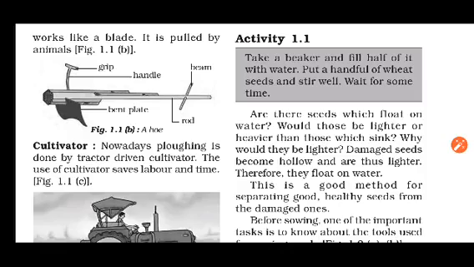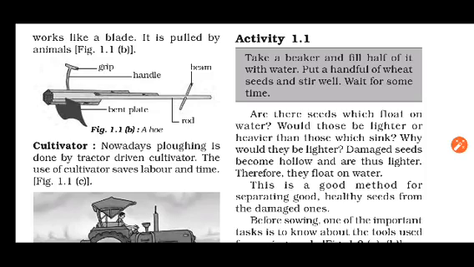Activity 1.1. This is a very simple activity and every farmer does it before selecting the seeds. Take a beaker and fill half of it with water. Put a handful of wheat seeds. Now we take a handful of wheat seeds and put them inside the water and stir well. And we will shake the water.